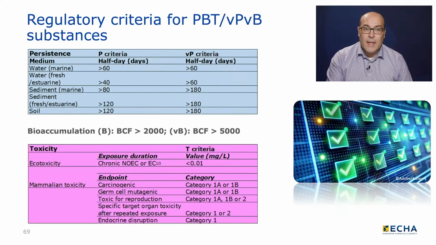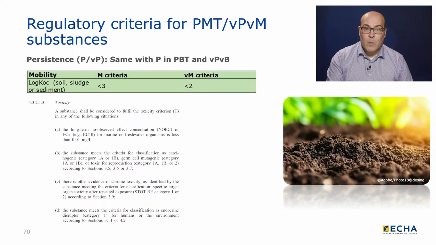The PBT criteria, I will not repeat them. Those of you that are familiar with REACH, they're identical with Annex 13 of REACH for persistence, bioaccumulation and toxicity. So exactly the same criteria. Whereas for the PMT substances, the P and the T are identical to the PBT assessment and classification criteria that are similar to Annex 13 of REACH, as I just said, with the addition of mobility.